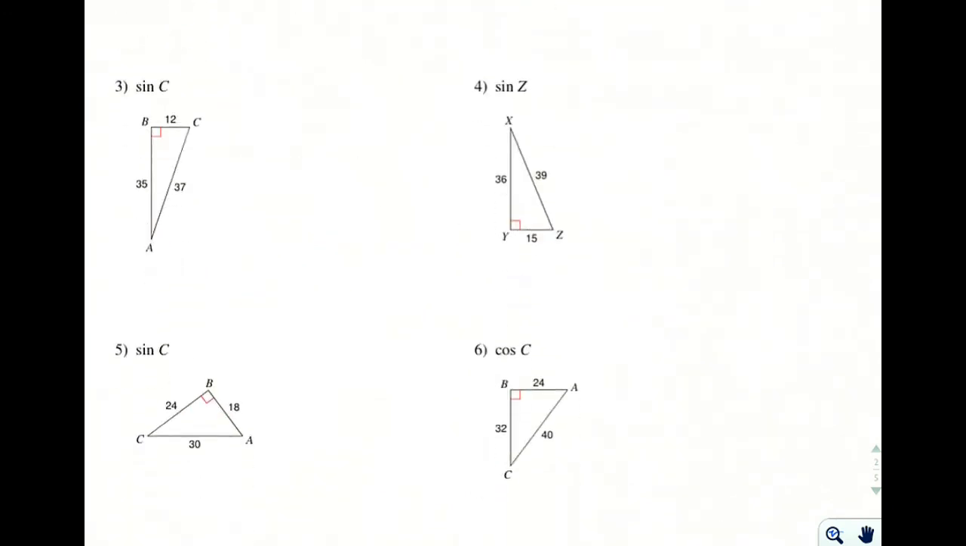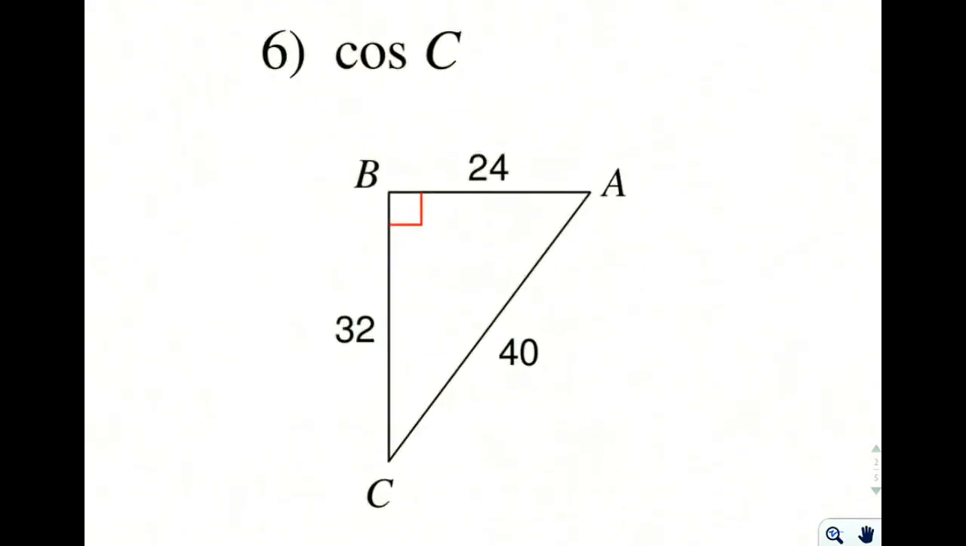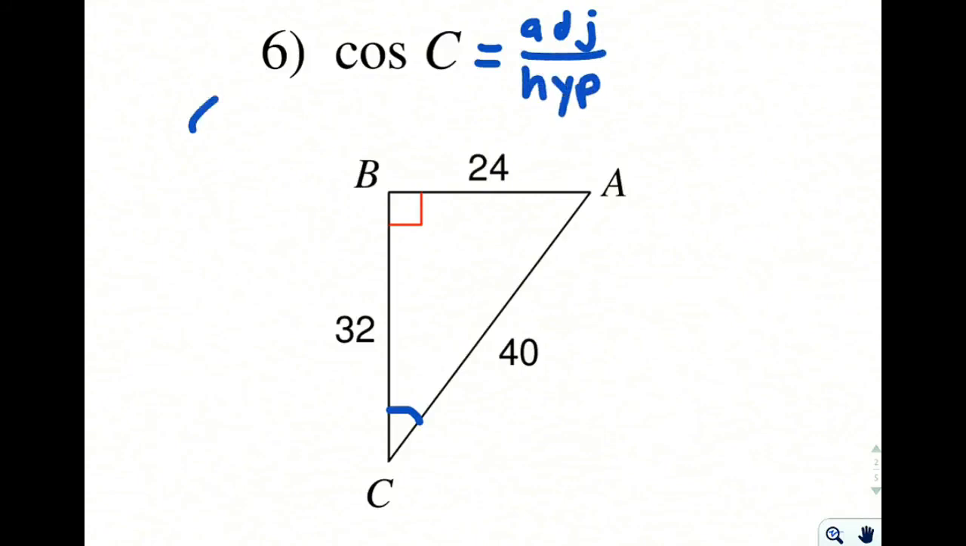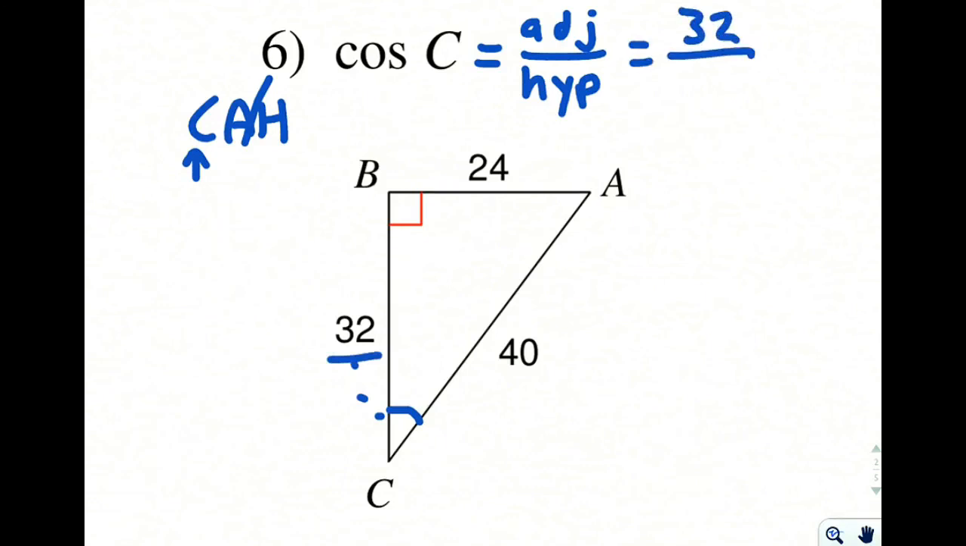Let's slide down here and just do number 6. We have a cosine here. We are told to find the cosine of C. Cosine is the ratio that is adjacent over hypotenuse. We know that because if we do Sohcahtoa, we know that cosine is adjacent over hypotenuse. So Sohcahtoa can help you remember these. Now adjacent, the side next to it that's not the hypotenuse, is going to be 32. And then the hypotenuse is the longest side, which in this case is 40.